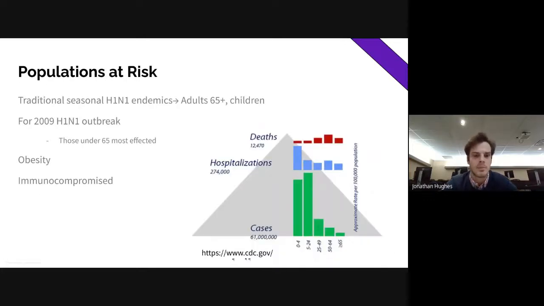All right, back to the populations at risk. So with traditional flu endemics, it's going to affect mostly adults 65 years and older because of their weakened immune systems, and then children ages about 0 to 5 because of their undeveloped immune systems.